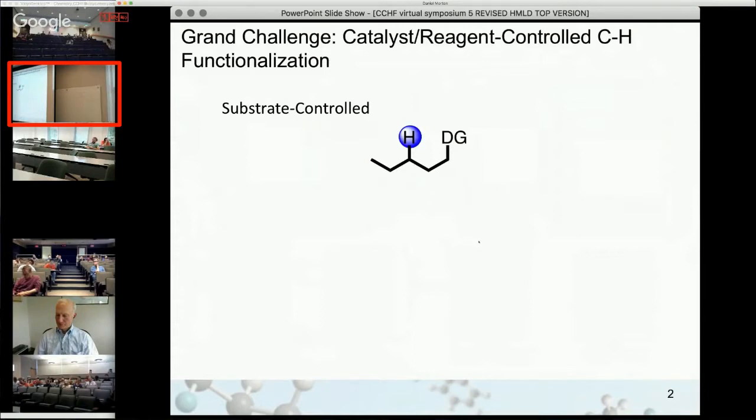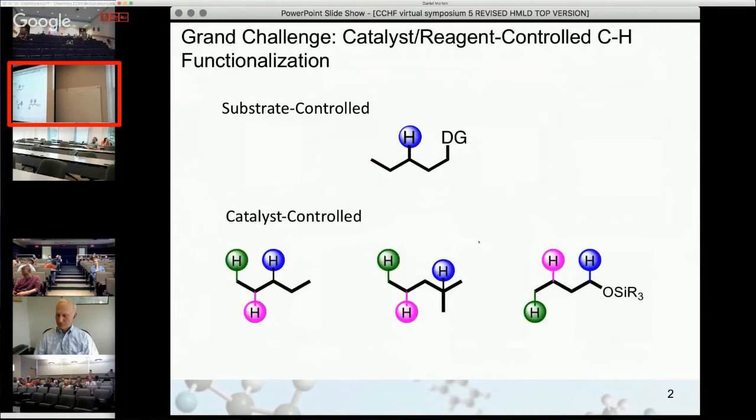Next slide. Our concept is to make the reaction catalyst-controlled. In other words, you don't have that directing group on the molecule, and hopefully you will be able to get controlled selectivity at any of several possible CH bonds by just choosing the right catalyst. So you'll have a toolbox of catalysts to control your site selectivity.